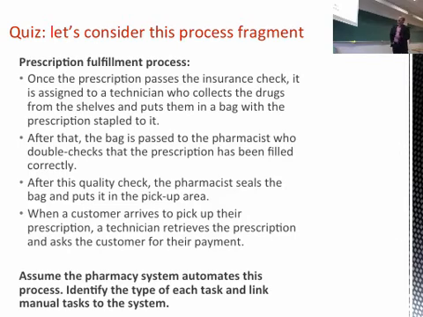So the question is, which tasks are user tasks, which tasks are automated tasks, which tasks are manual tasks? Okay, first task. The first one is the insurance check. We start with the insurance check. Okay, check insurance. And then we collect the drugs from the shelves.